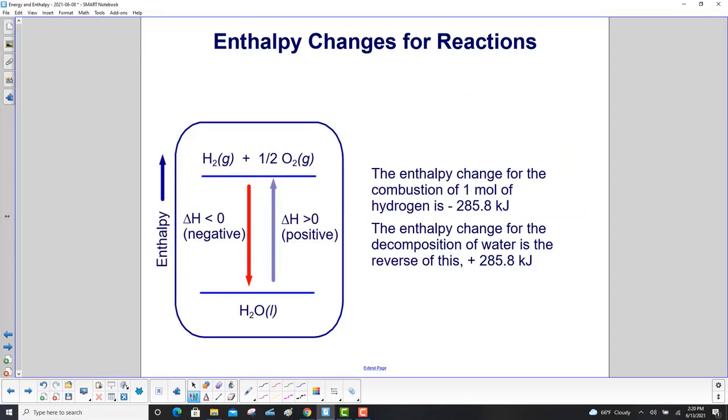Here's a pictorial version of it where we are combusting 1 mole of hydrogen with half a mole of oxygen. In that case, delta H is negative, it's less than 0, and you form liquid water. So you have a decrease in enthalpy. Now, if we go the reverse reaction where we decompose water into hydrogen and oxygen, we have the same magnitude, but the opposite sign. So delta H going up is positive. It's greater than 0.